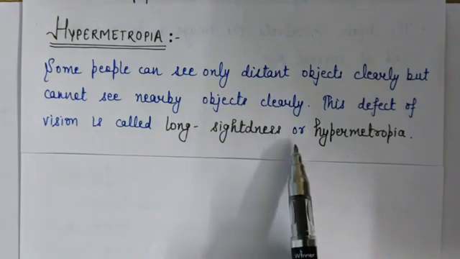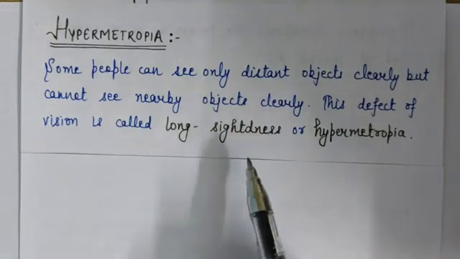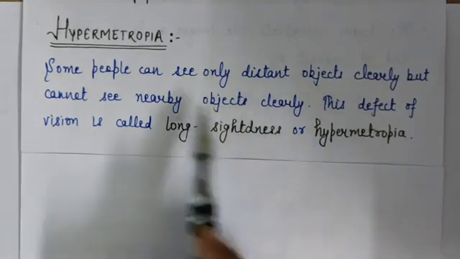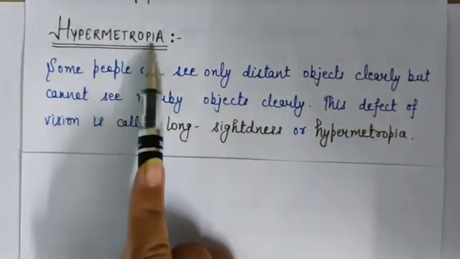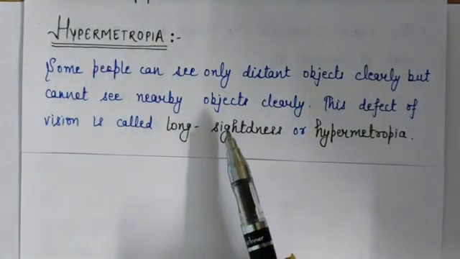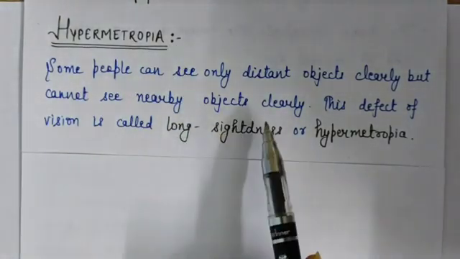And this defect can be corrected by wearing specs in which a convex lens is fitted. It means hypermetropia is corrected by a convex lens and myopia is corrected by a concave lens.